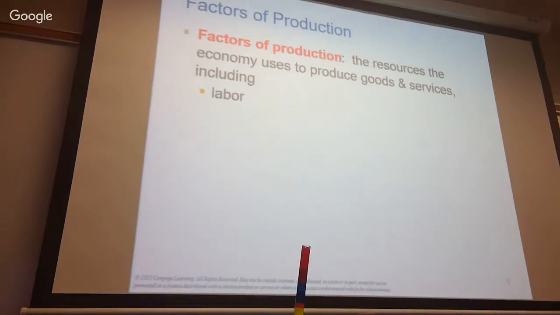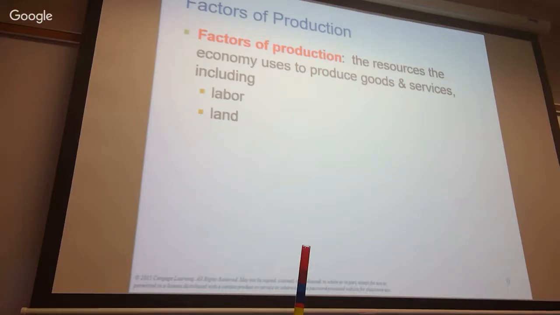Okay. So labor is number 1, and number 2 is land. Now land is more than the land you're standing on. Land is also all the natural resources that are within the land. So the chicken and rice, that's land. Your electricity is land. Water is land. So all those natural resources, they are land.